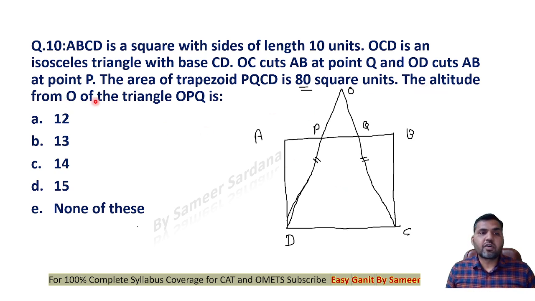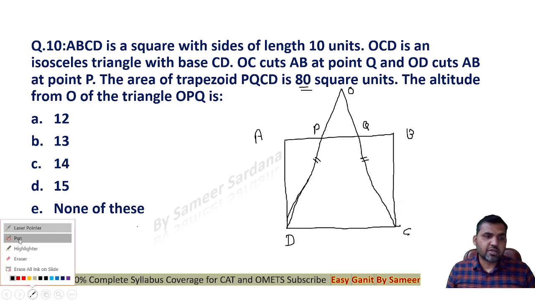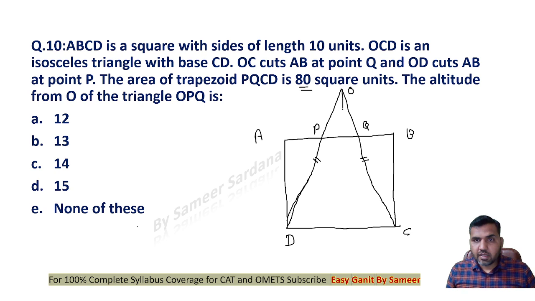Now the altitude from O of the triangle OPQ is what? Okay, so altitude is what we need to find out. We're supposed to find out the altitude of the triangle. Now draw a perpendicular here. Right. Let's say that this point is T, and this point is E here. See this, guys, this length CD is given to me as 10, right? Can you see this, guys?